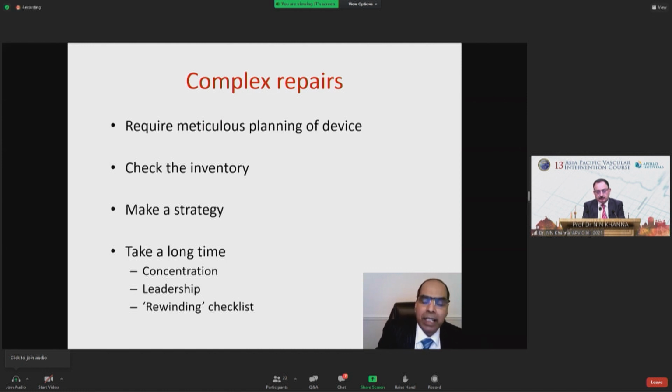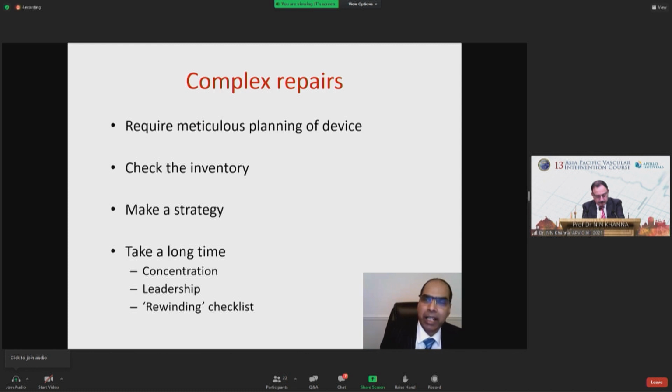To summarize, complex endovascular repairs, whether they are of aortoiliac system or thoracoabdominal branch repairs, they require meticulous planning of the device, and they require a big range of inventory of consumables and implantables, and you need to check them well in advance so that you know that you have them in stock. Always have a strategy as to what are the various elements of risk that we are giving our patient and how do we manage them through the procedure.